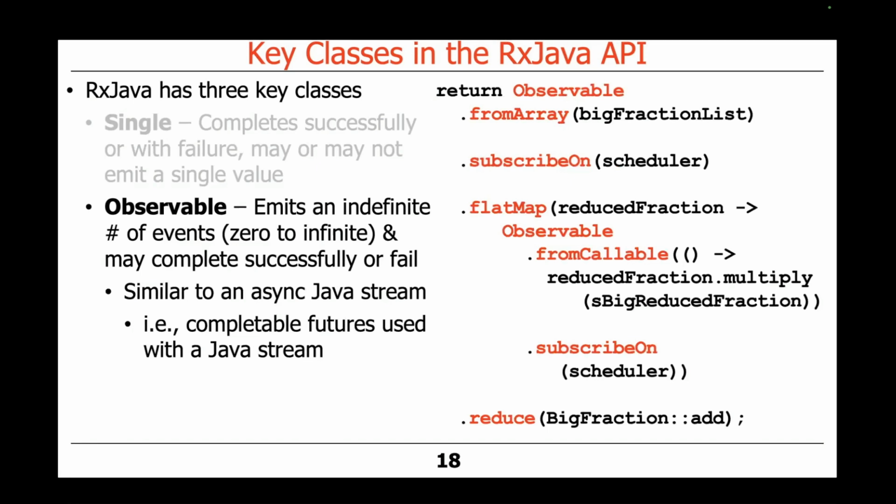You can think of it kind of like a completable future used with a Java stream, which you have got experience with now that you programmed assignment 4. So here's an example where we're going to take a list of big fractions, turn that list into an array of big fractions, and turn that into an observable, and we're going to have that run in a background thread. Then in the background, we're going to multiply and reduce a bunch of these big fractions with some constant, and then we're going to add all the results together.